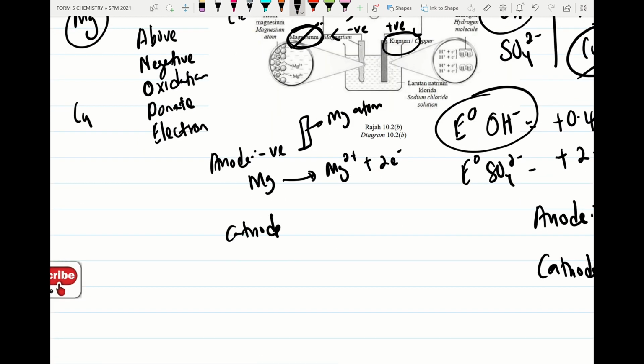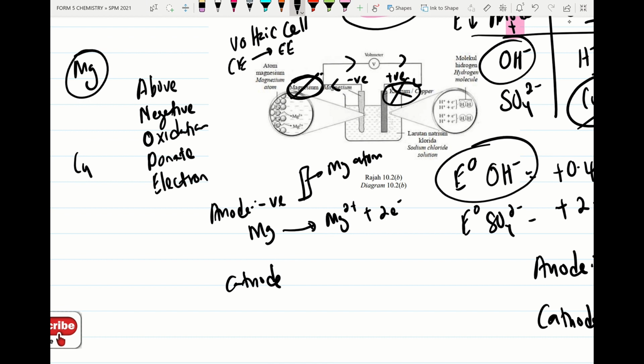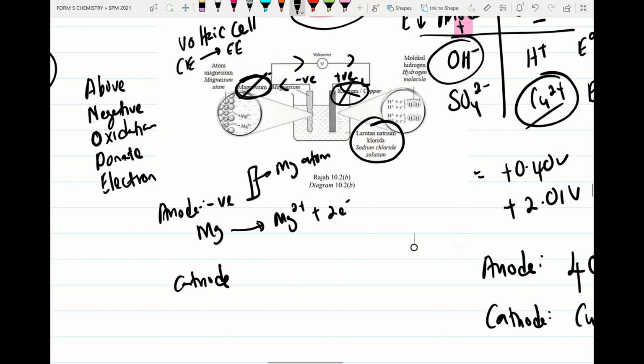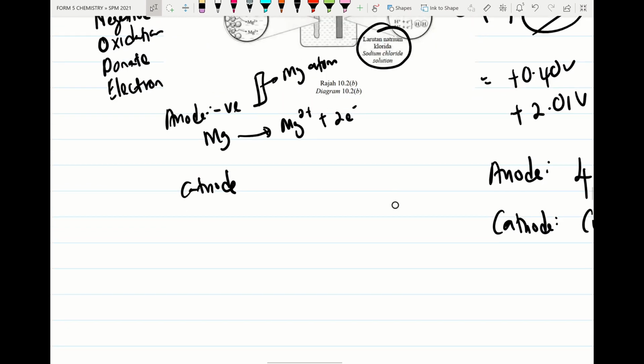Cathode. Alright, so cathode, don't choose the electrode, choose the solution. So at the cathode, please choose the solution. The sodium chloride solution. So we have sodium ion, chloride ion, and from water, hydrogen ion and hydroxide ion, so 4 ions. Cathode gets electron, accepts electron. So electron is negatively charged, so negative repels these 2 ions. So which ion will be chosen?